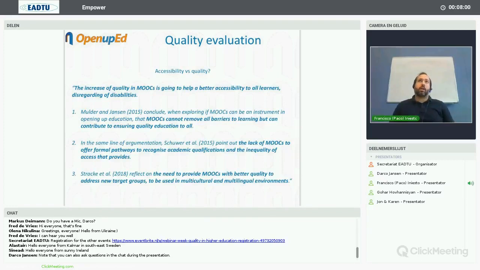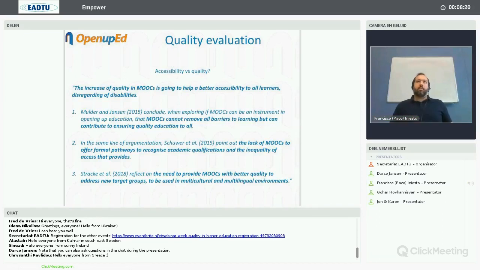So why include quality? What does quality have to do with accessibility? It's important to understand this relationship between accessibility and quality to be considered part of the audit. It's important to consider that the base of quality in MOOCs is going to help better accessibility for all learners, regardless of disabilities. We have to assume MOOCs cannot remove all barriers to learning, but can contribute to ensuring quality education for all. Better quality in MOOCs will help to have better accessibility for everyone.